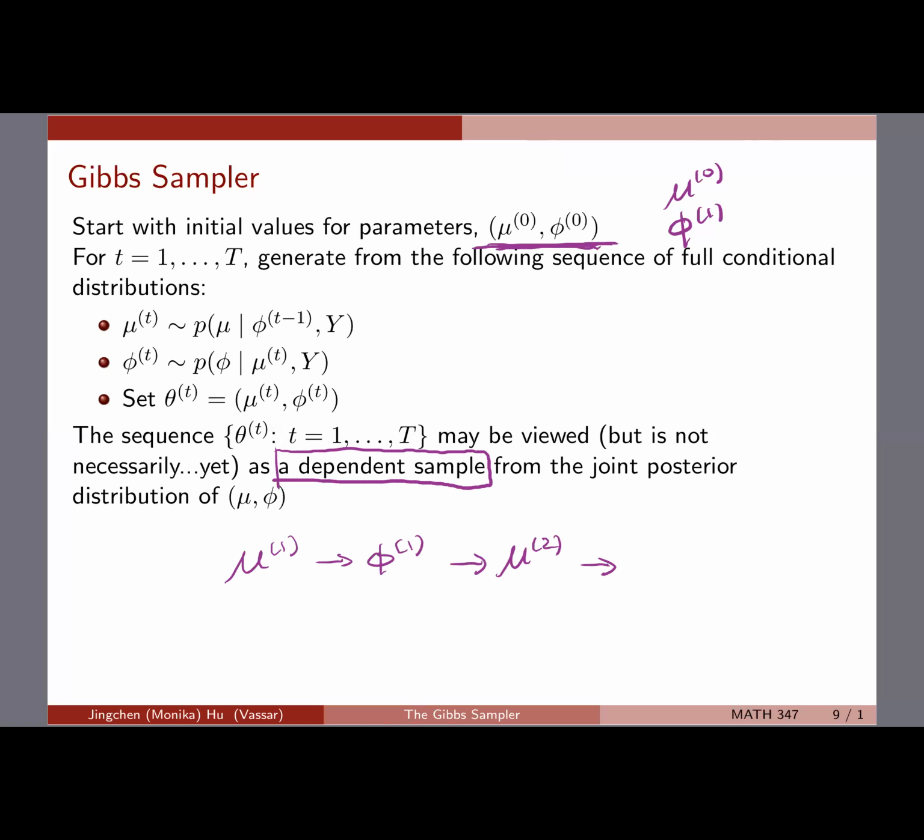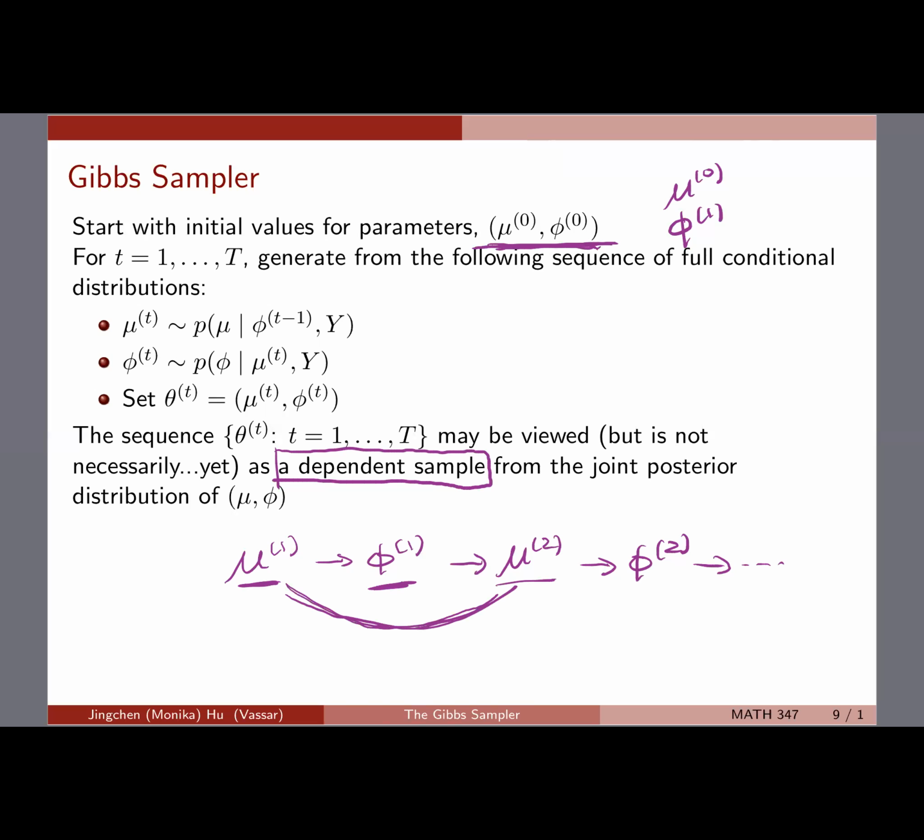And then mu 2 is affecting theta 2. And this goes on until you finish your sampling. So we cannot regard them as independent. Even though between mu 1 and mu 2 there is a phi 1, you cannot simply regard this to be independent anymore, right?